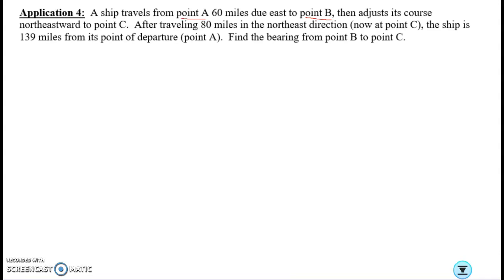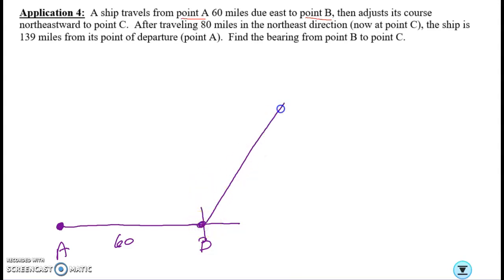Okay, so here's another one where we have to draw a picture of what's going on. Here's point A, and they said that point B was exactly due east, and that this is 60 miles. Then we're going to change our course. So there's our little compass rose, and we're going in the northeast direction. So northeast direction would be this way. And it's going to travel 80 miles to point C.